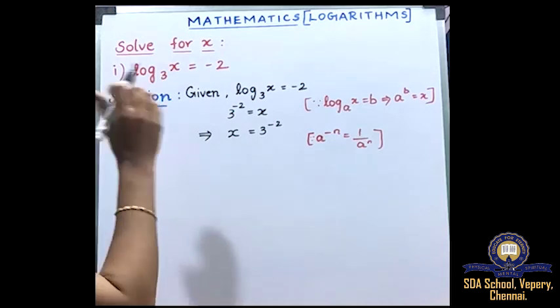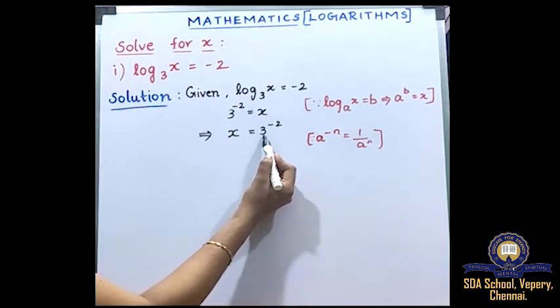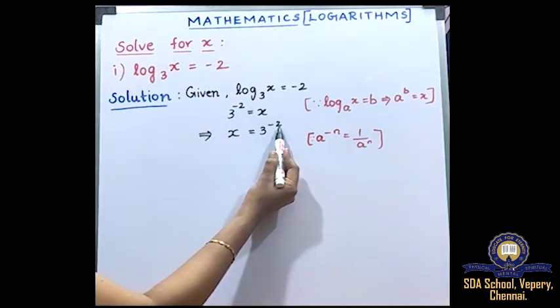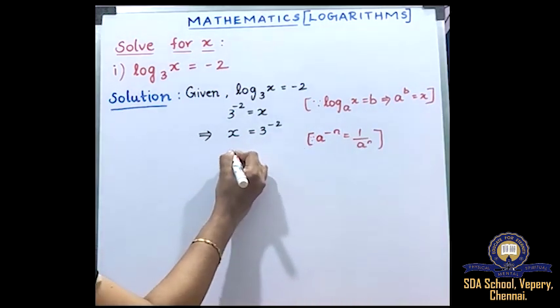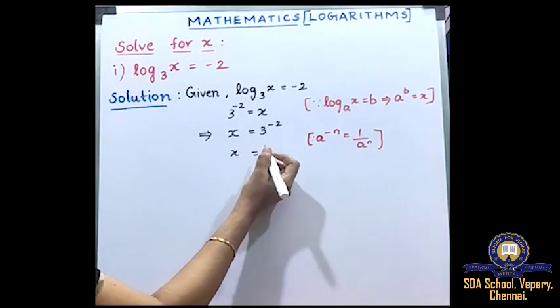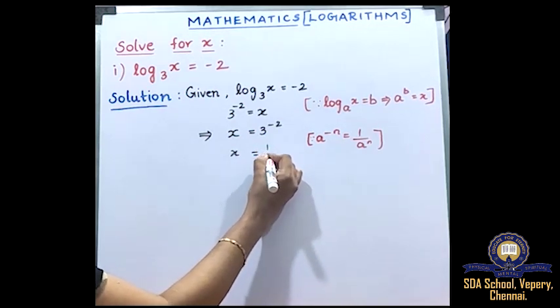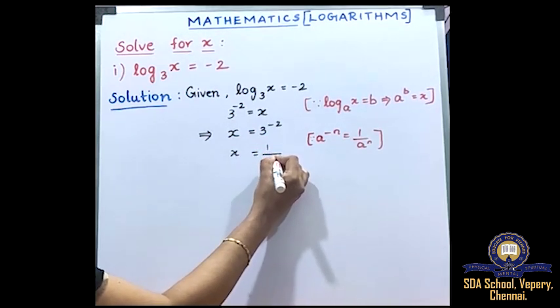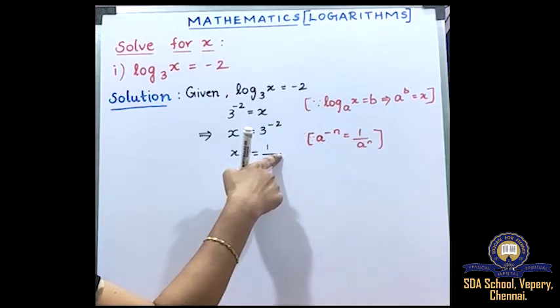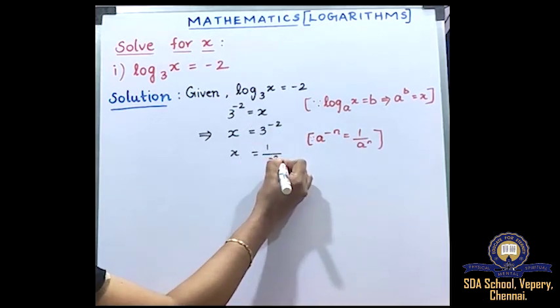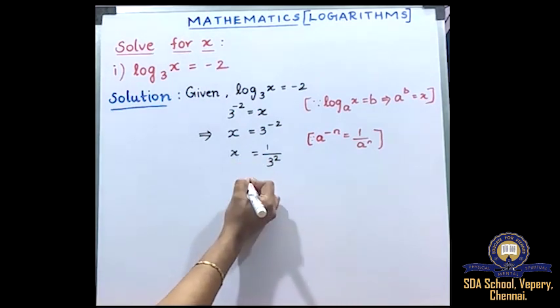So according to this law, in the place of a power minus n, that is 3 power minus 2, you are going to substitute 1 by a power n. So we will get x equals 1 by 3 power n, value here is 2. So 3 power 2. Okay.